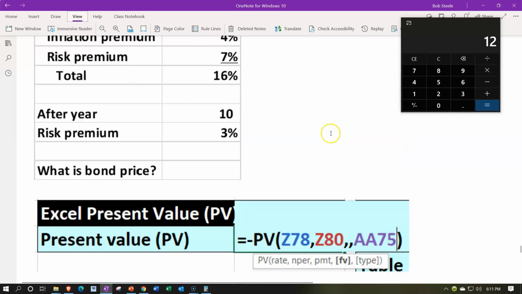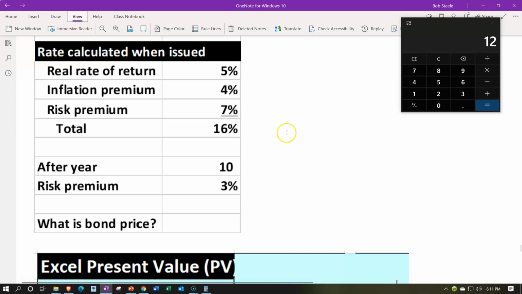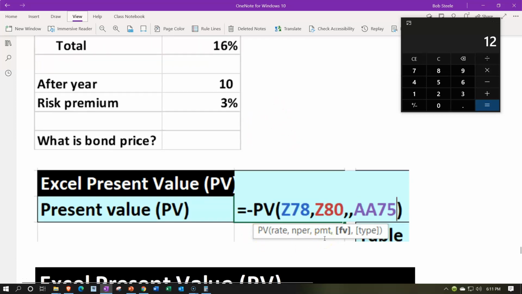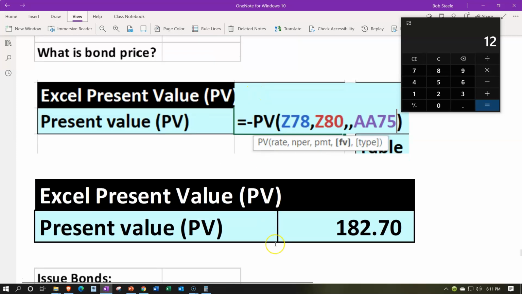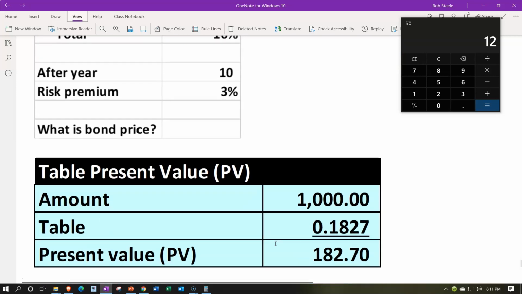Let's do it the easy way now, the Excel way. That's going to be the present value, the rate, which is 12%, comma, number of periods. Now, the 25 minus 10, or would be 15, comma, comma, because we're not talking annuity, but present value of 1, future value 1,000. That then gives us 182.70 again. We can do that one more time. We can do that with the tables.